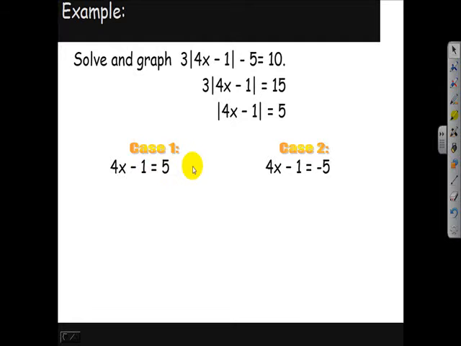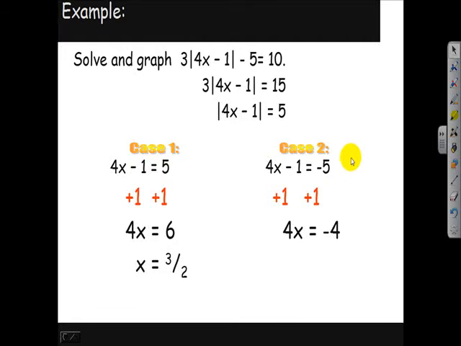So on case 1, we'll go ahead and add 1 to both sides, and then divide by 4. 6/4 is 3/2. On case 2, we'll add 1 to both sides, and divide by 4. X equals negative 1. We'll take our number line. We'll put our 2 points on there. Negative 1 is smaller than 3/2. And we'll have 2 closed dots because we can only be equal at these points.